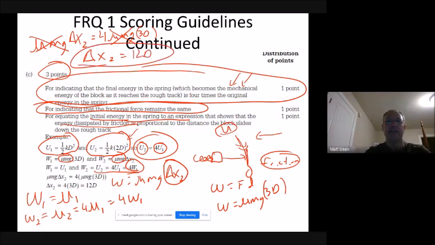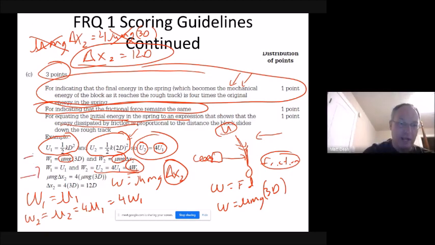So what that's telling us is that the block is going to end up going essentially 4 times further. The initial block went 3D. The block, when it's compressed twice as far, is going to end up going 4 times further, or to a distance of 12D.